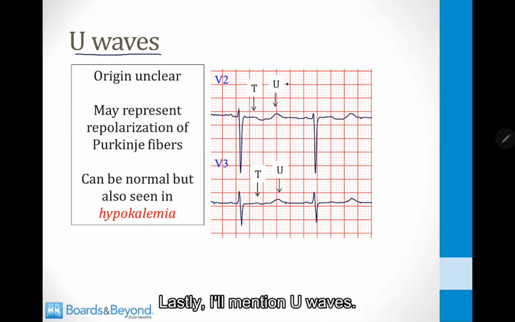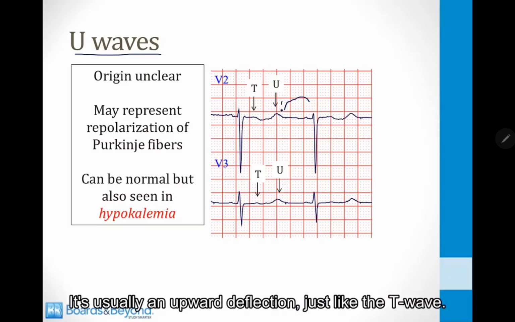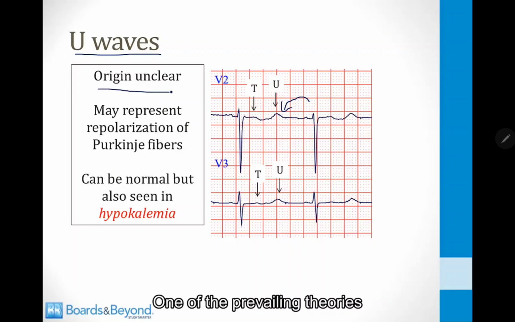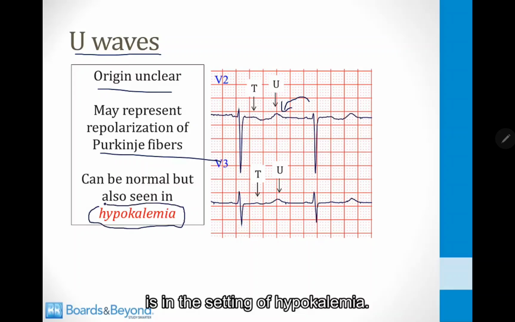Lastly, I'll mention U waves. This is a deflection that comes after the T wave, hence the name U wave. It's usually an upward deflection, just like the T wave. The origin of U waves is not clear. One of the prevailing theories is that it might represent repolarization of the Purkinje fibers, although there are other theories. U waves can be seen on a normal EKG, but the classic situation in which prominent U waves are seen is in the setting of hypokalemia.